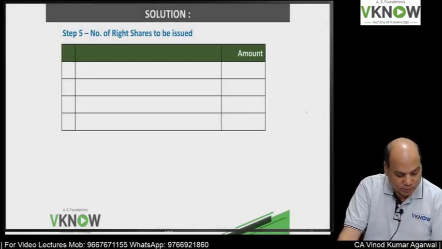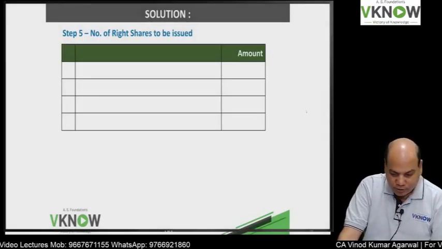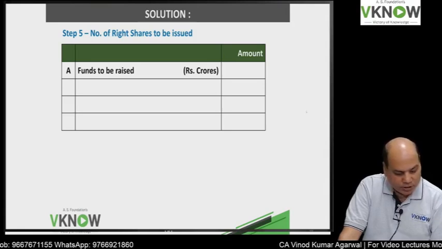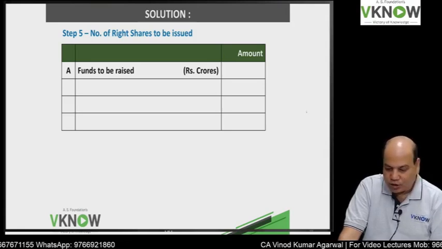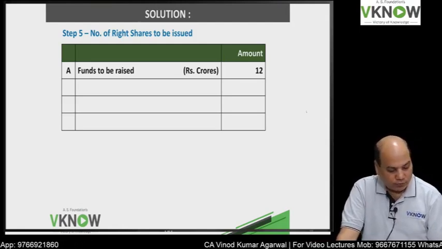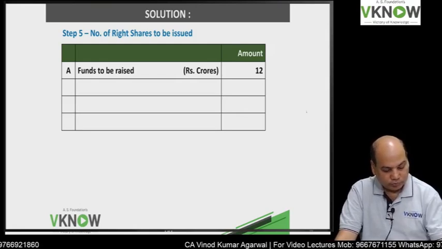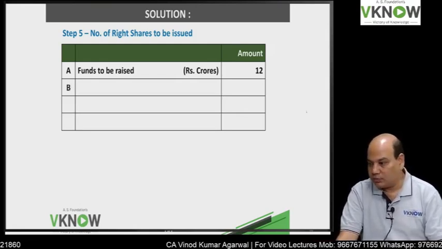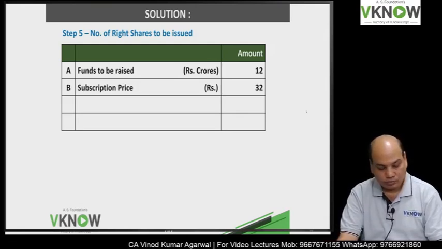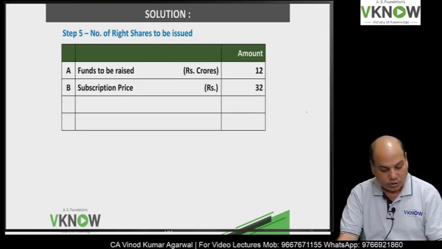Last question for this part 3. Part 3 of question 3. Number of right shares to be issued. Write down. Always present in a tabular format if you can, or in good handwriting. First write down A, funds to be raised. Funds to be raised is 12 crore, rupees in crore. Subscription price is 32. This is the easiest question of this chapter.